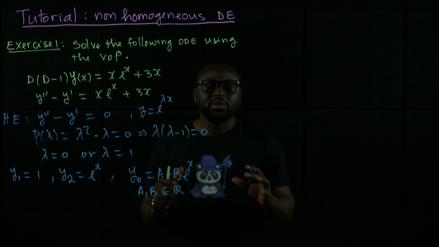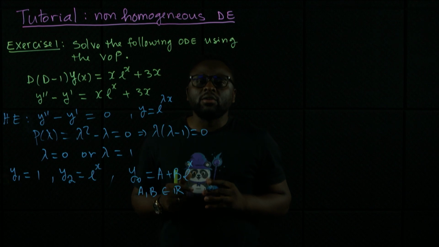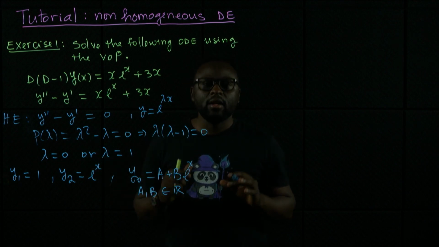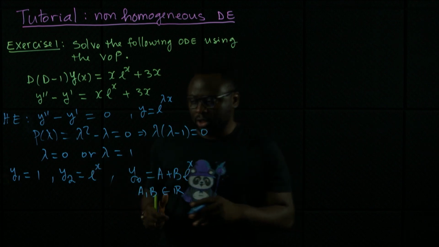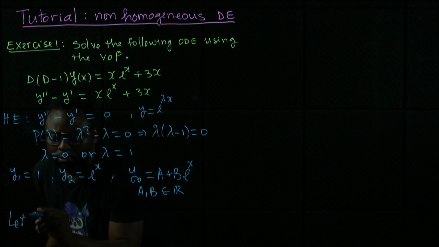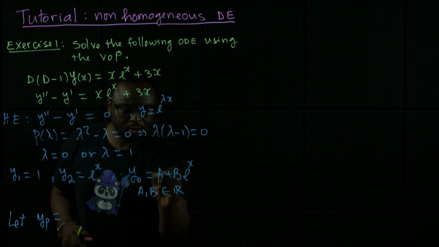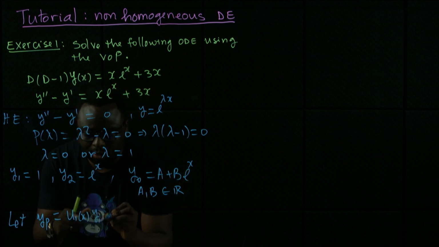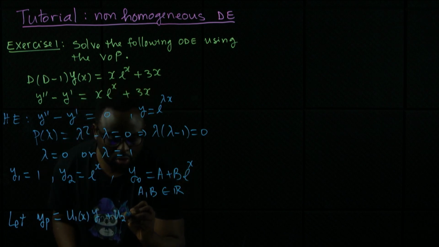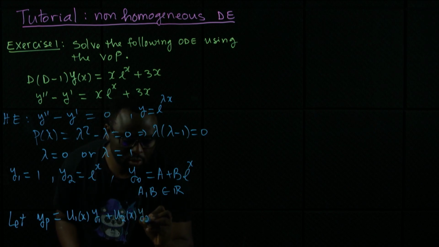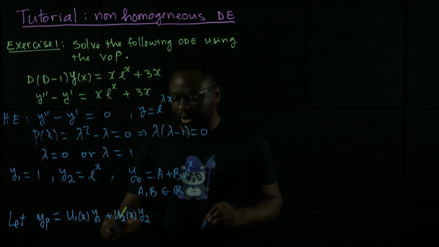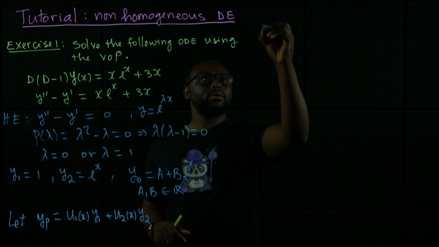All right. This is what we have. Now let's move to the second step. The second step here consists of solving for the particular solution. Then to obtain the particular solution, we let the general form of our particular solution, let's call it yp, be equal to u1 y1 plus u2 y2.